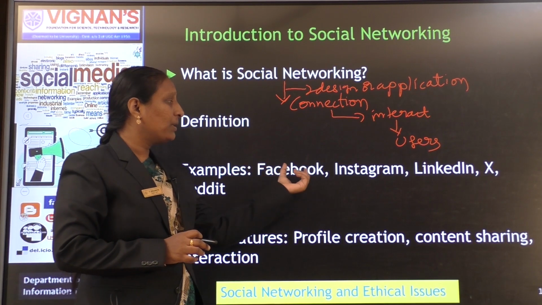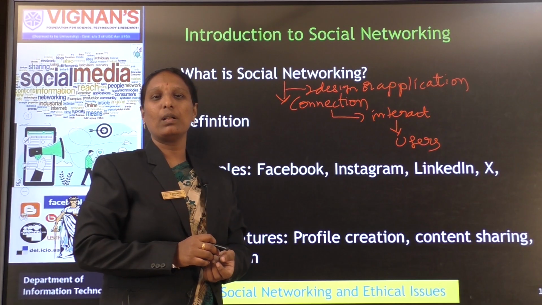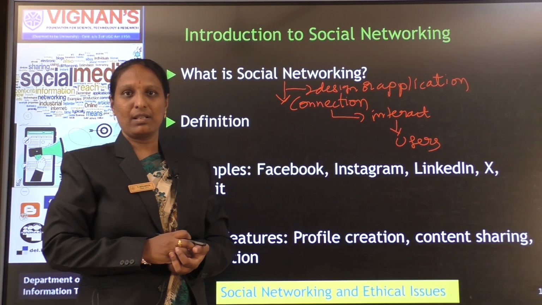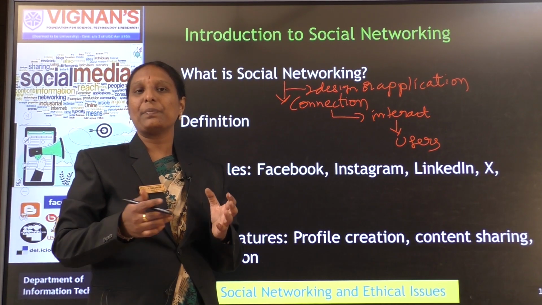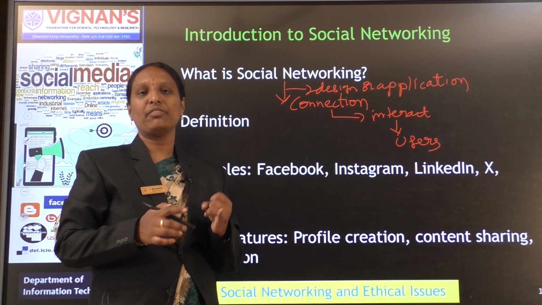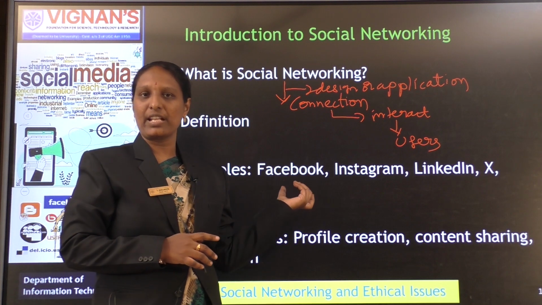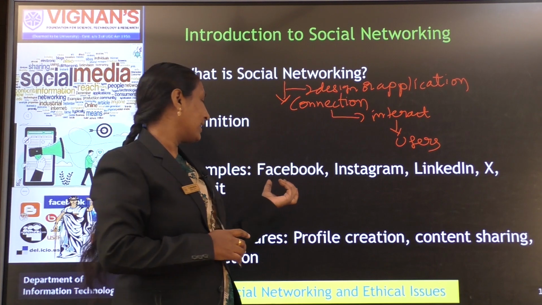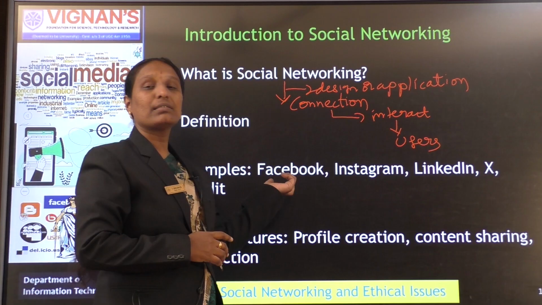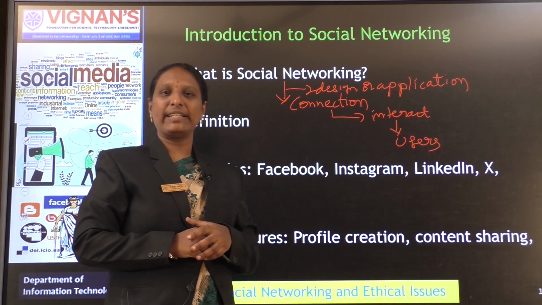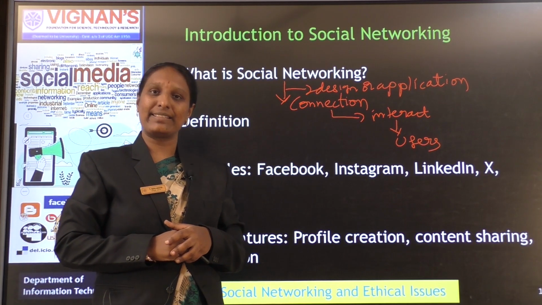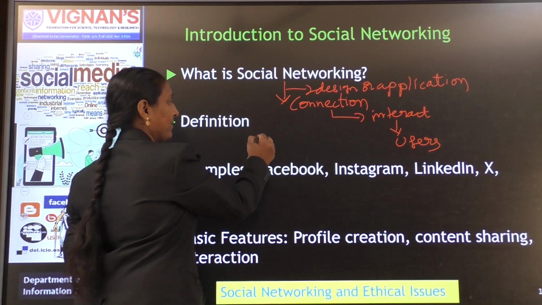Facebook and Instagram are all social networks. They are used privately or personally, for communication with family or friends. And next, there are some business oriented networks also, like LinkedIn.